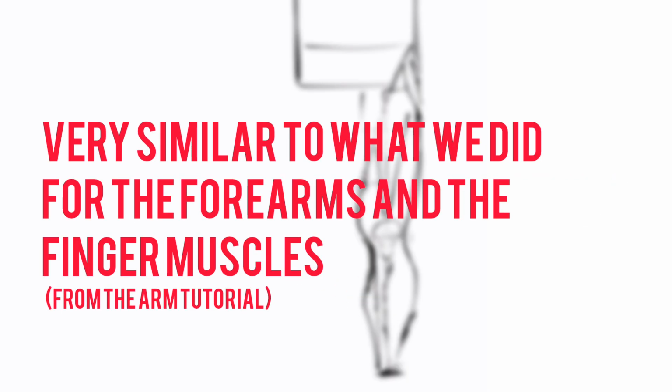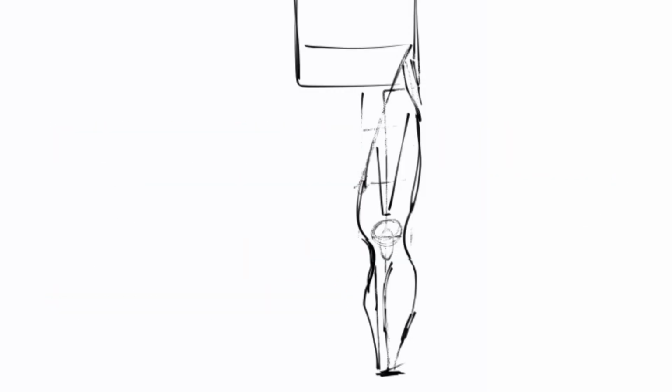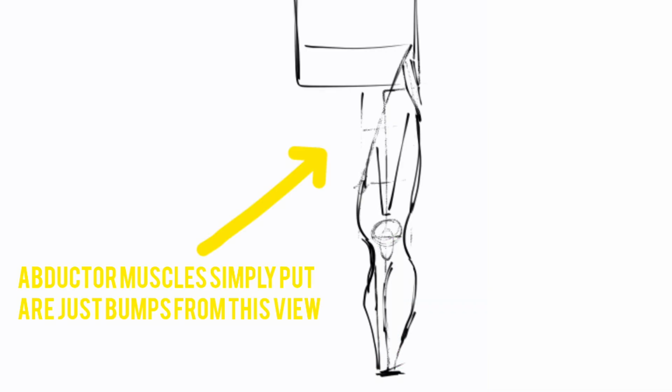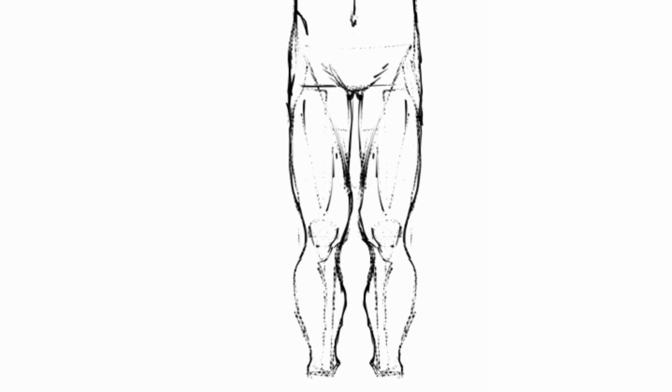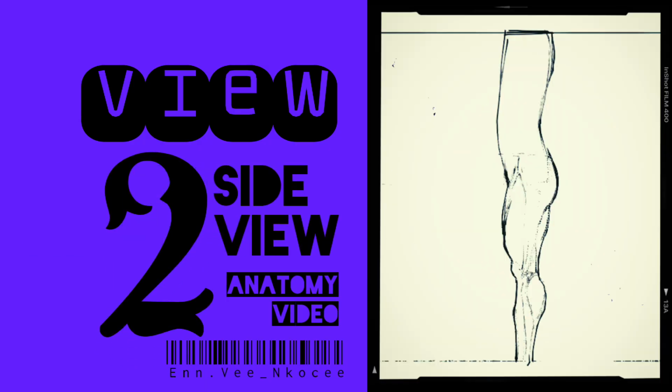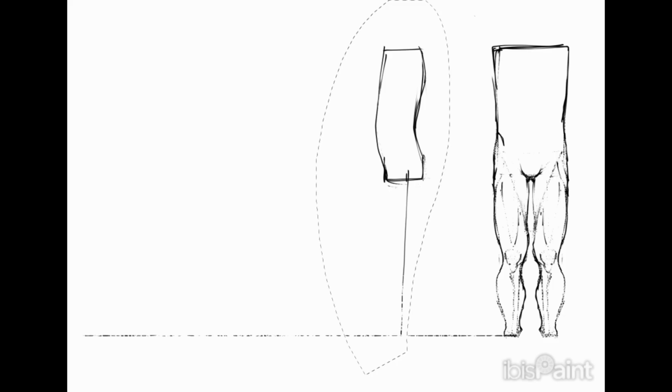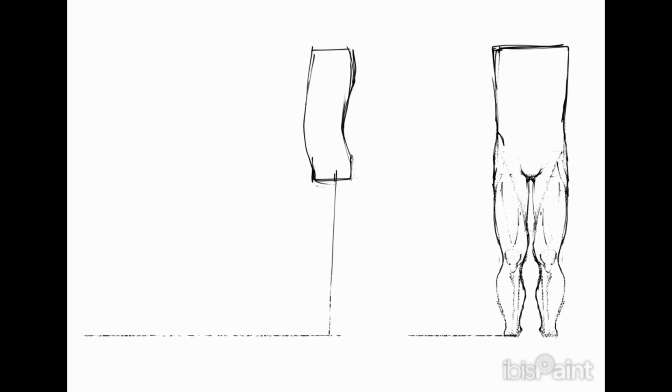Very similar to what we did for the forearms and the finger muscles, but don't forget there's a bone in between these muscles. There's the anatomy of the toe muscles, by the way, for those who are interested. And we're done. We'll move on to view number 2. Now the thing that might jump out at you first is the fact that the torso is partially curved, and that's partly because of the spine and maybe organ placement, but I'm not too sure about that one.